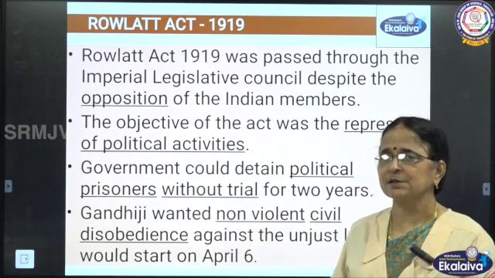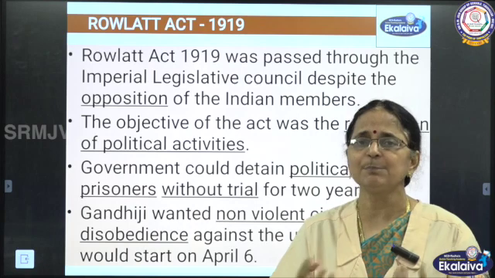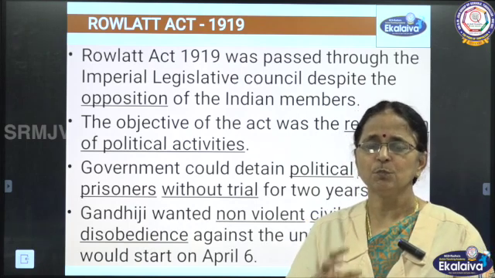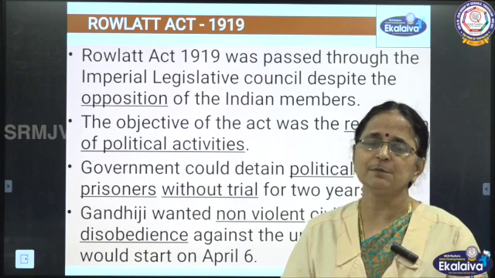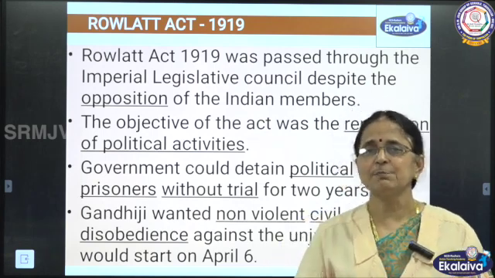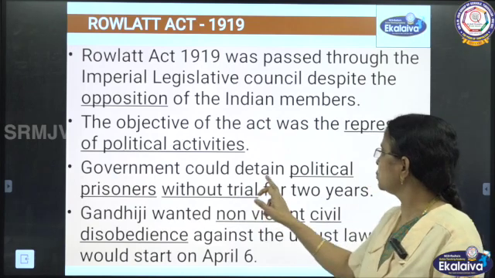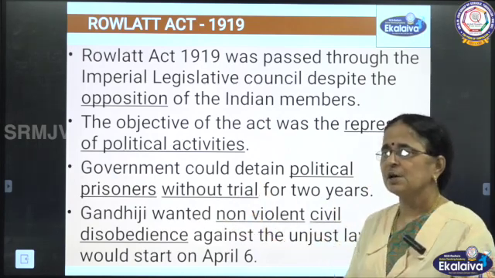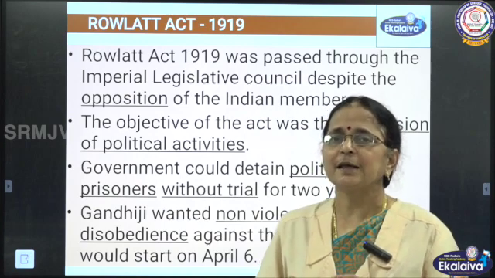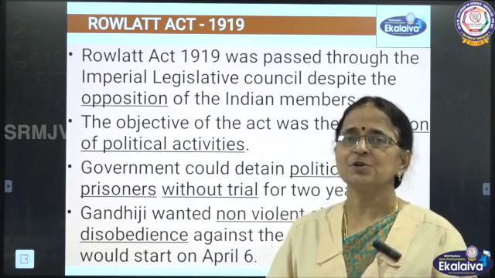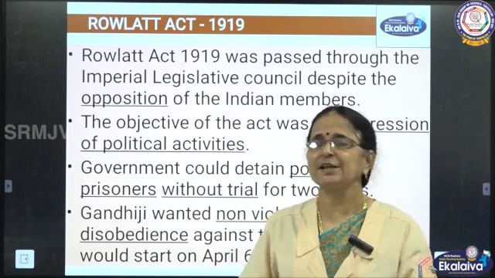Now, we have seen in the previous slide that there were many Satyagraha movements which started to create awareness among the people. By those movements, people got an idea of how they can fight for their own freedom and independence. Alarmed by these activities, the British government started to repress political activities. The government could detain political prisoners without trial for 2 years. If the British government noticed any political activities going on, they could arrest the political activists without asking for any proof. Without trial, they could put them in prison for 2 years. They could not be released for 2 years.